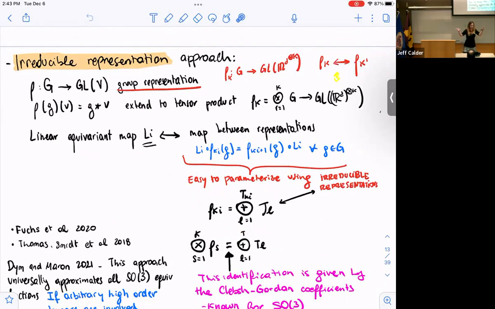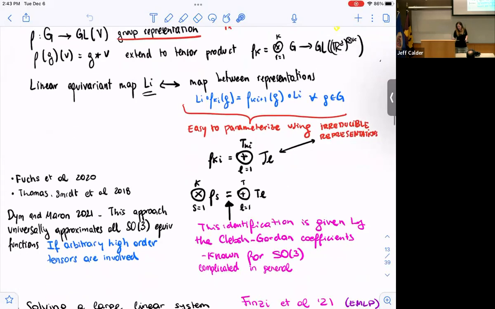Is that clear, more or less? Does that make sense? Okay, so basically you take your input space and your output space, decompose them in irreducibles, and from there you can read how to parameterize the linear equivariant functions.